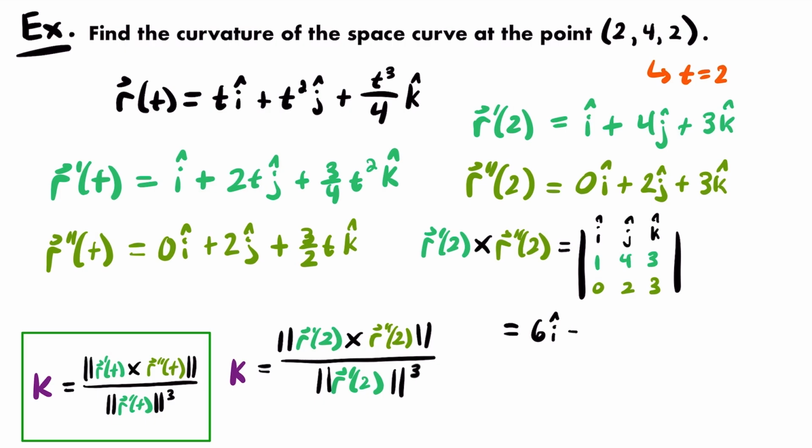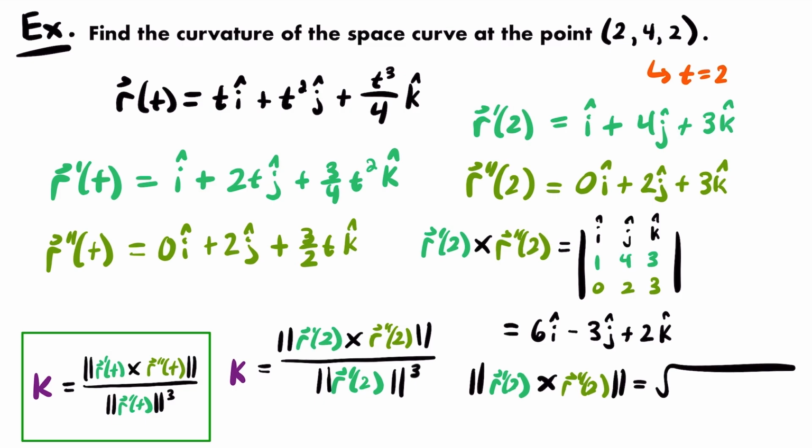Then we subtract the j term. So we'll cross out the j column. Then we have 1 times 3, which is 3, minus 3 times 0, which is 0. So 3 minus 0 is 3. So we have 3j. And then plus the k term, cross out the k column. 1 times 2 is 2, minus 4 times 0, which is 0. So 2 minus 0 is 2. So we have 2k. Now we need the magnitude of that cross product. If we take the magnitude of r prime of 2 cross r double prime of 2, we will get the square root of the sum of the components squared.